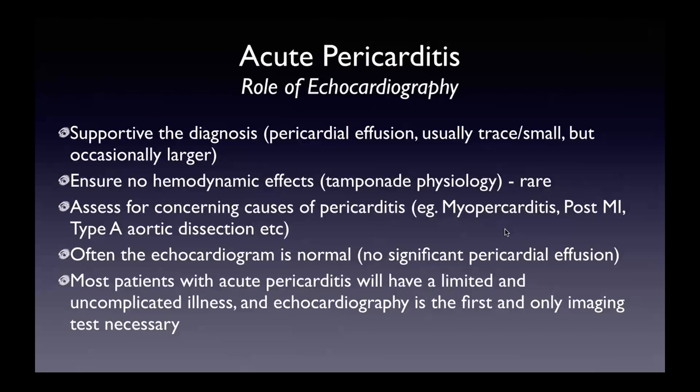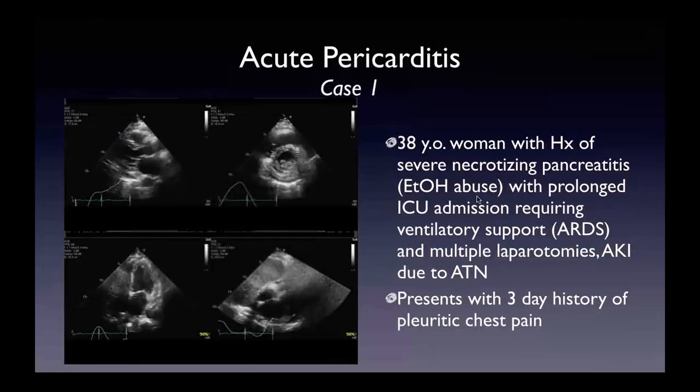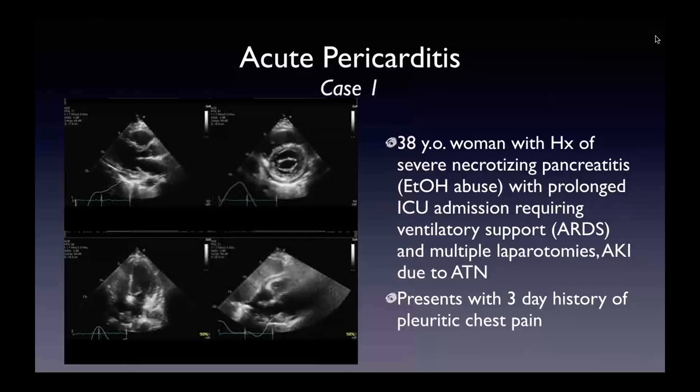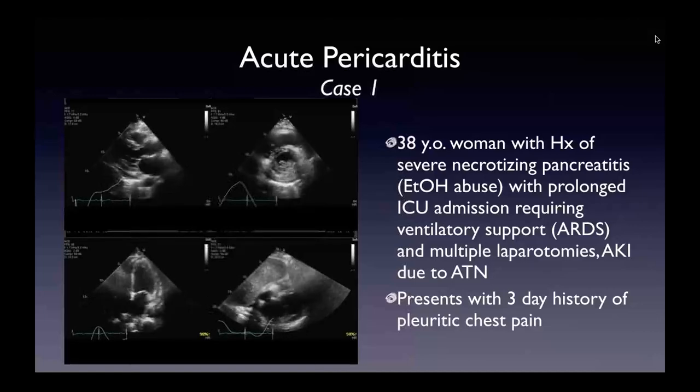And most patients with acute pericarditis will have a limited and uncomplicated illness. And echocardiography is really the first and only imaging test necessary. So I'm going to show three cases through this talk. This is case one, a 38-year-old woman who I actually ended up taking care of eventually.